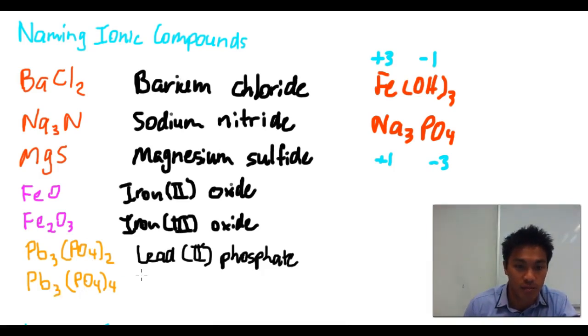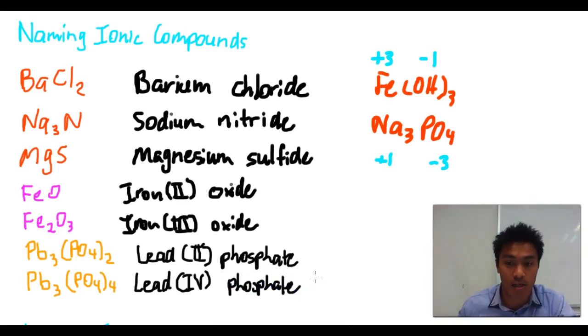So in this particular one, let's finish it off. Lead, there's 3 of them, and we know if there's 4 of these, 4 times negative 3 is negative 12. So if there's 3 of these, 12 divided by 3 is 4. This must be 4. So lead(IV) phosphate. Okay, so that's naming. The next video is going to be quickly on actually writing ionic compounds. So hopefully that was helpful, and I'll see you in the next video.